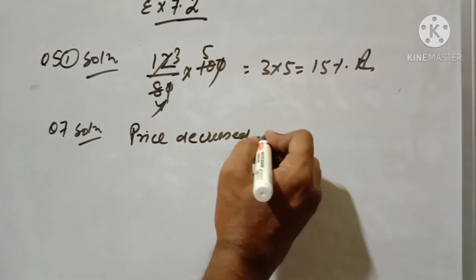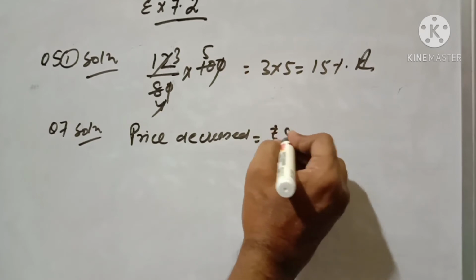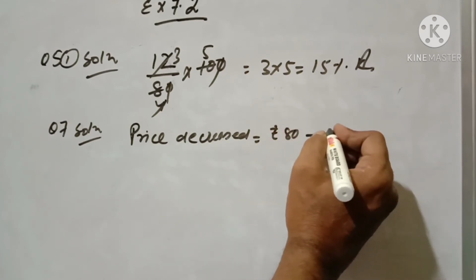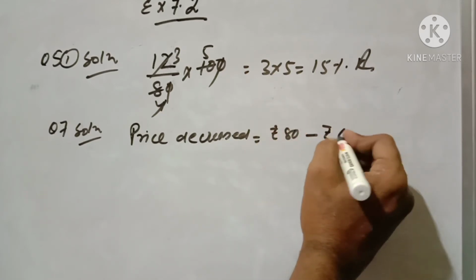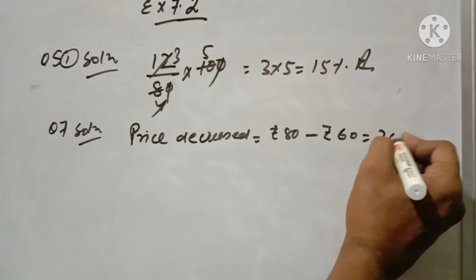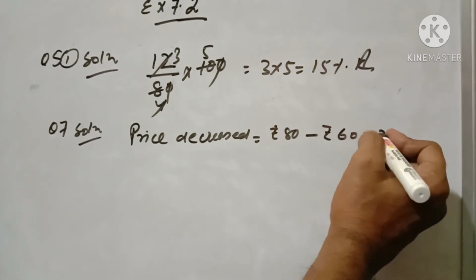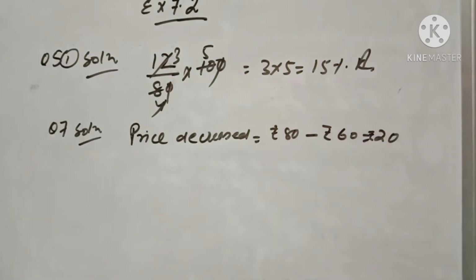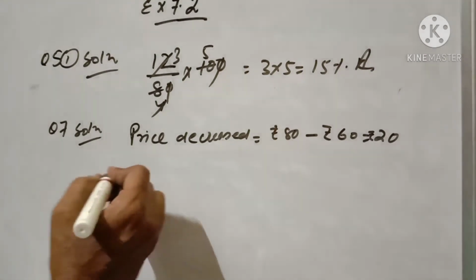Decrease, that is rupees 80 minus 60, it will be rupees 20. Now we have to find out the decrease percentage.